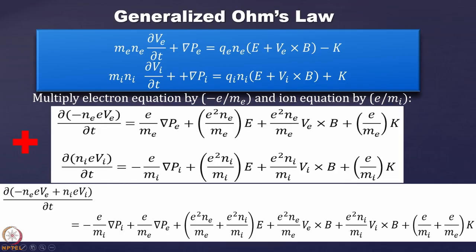Now the third term, the Lorentz force term, we have split into two terms: one associated with E and the other with V cross B. Again we multiply by minus e by m_e, and this q_e we take as e, because we are using q_e and e interchangeably. This q_e was already minus e, and this is minus e by m_e.